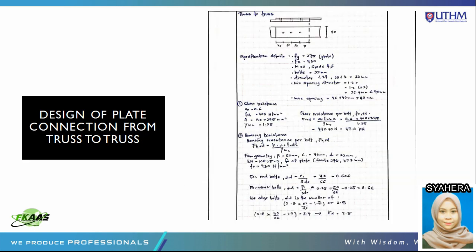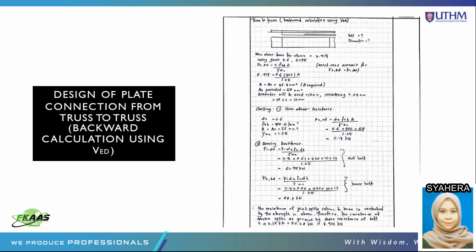For the connection of truss to truss, the shear resistance per bolt FVRD, we got 47 kilonewton, and the bearing resistance by using the FBRD equation, K alpha FU DT over gamma M2. For end bolts, we got 0.606. For inner bolts, we got 0.66. For edge bolts, we got 2.5. And the backward calculation using VED is by using bearing resistance. For end bolts, we got 62.95 kilonewton, and for inner bolts, we got 68.11 kilonewton.